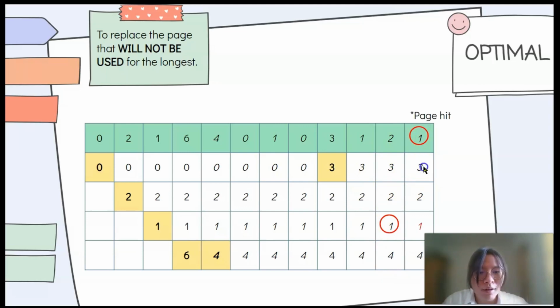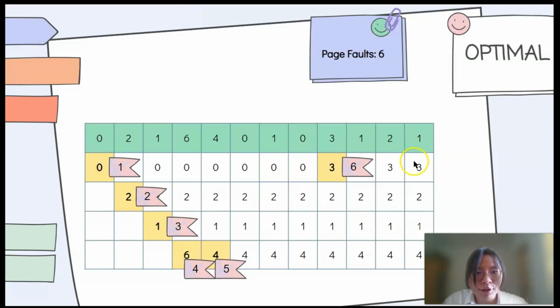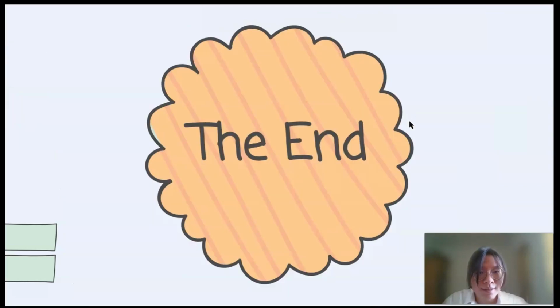After we do it all, we need to calculate the page faults. 1, 2, 3, 4, 5, and 6. So that means this optimal method for this question has 6 page faults. This is all of my presentation. Thank you.